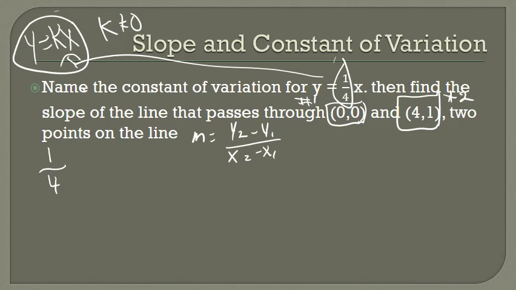So y2 is going to equal 1. y1 is going to be 0. I'm pulling that from here. y2, y1 over x2, x1. Well, x2 is equal to 4, and x1 is equal to 0. And shazam, the slope is equal to 1/4. How about we look at one more? That's pretty simple.